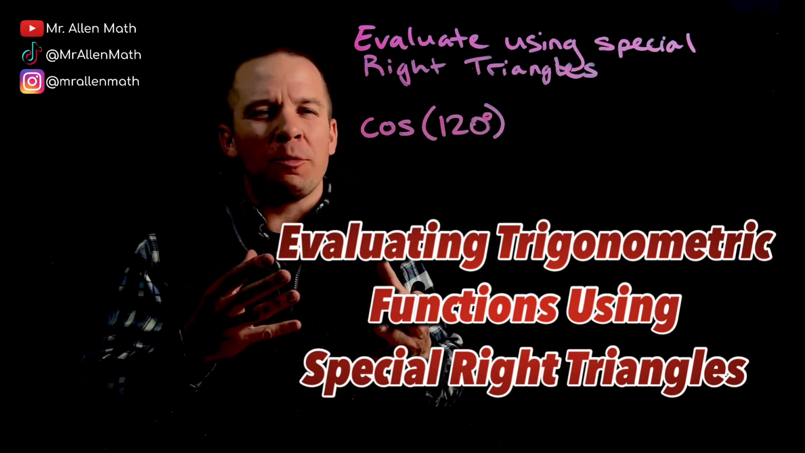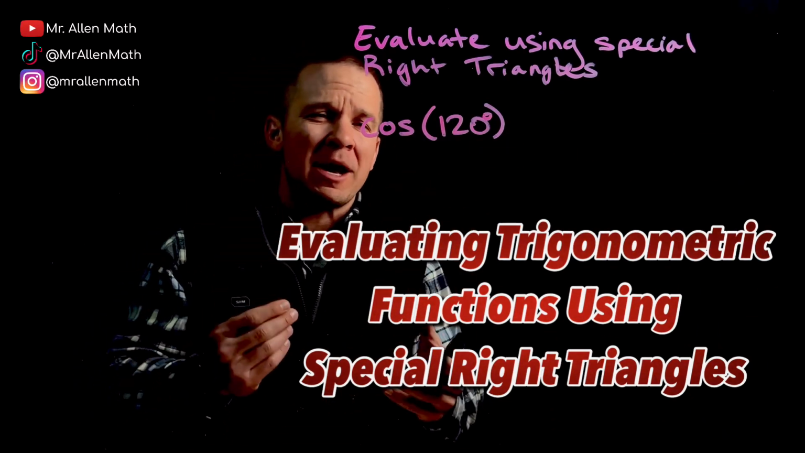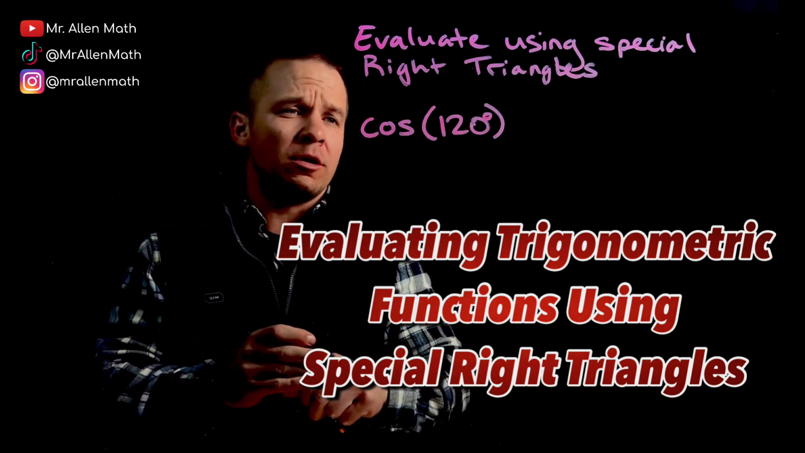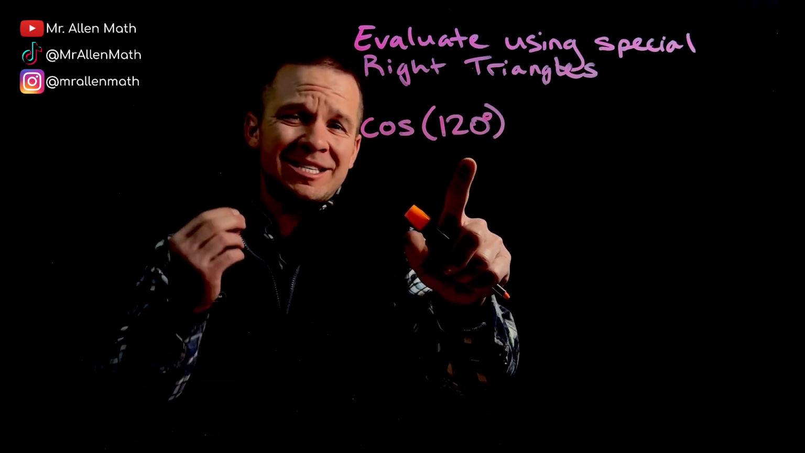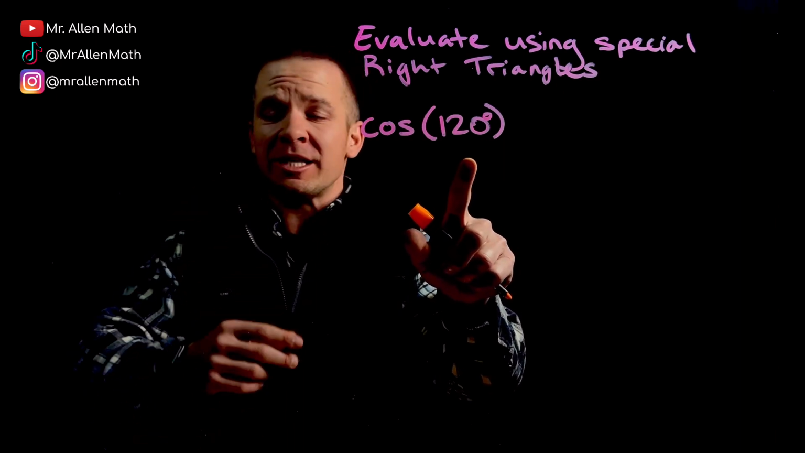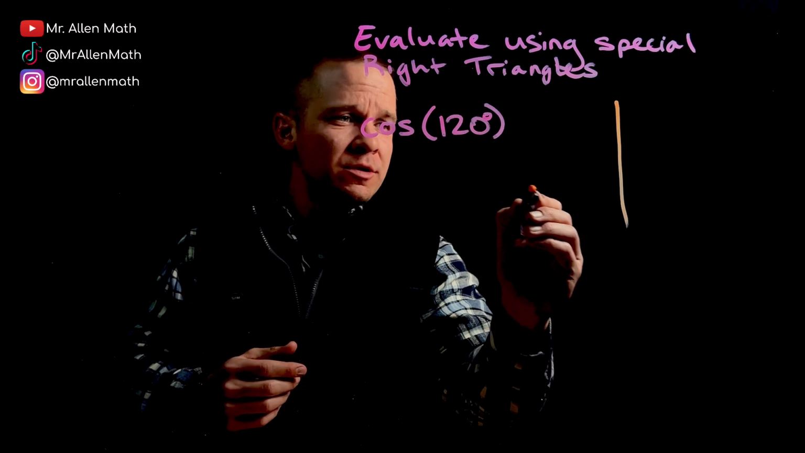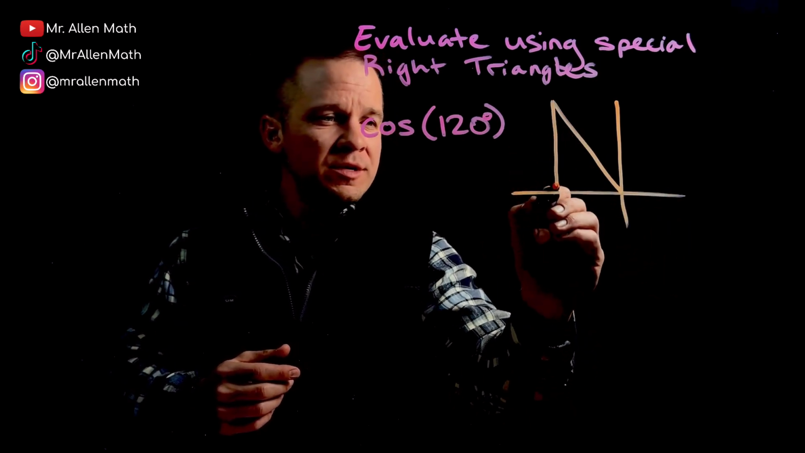We're about to evaluate this trig function here using special right triangles rather than our unit circle. So what we've got to get here first is our reference angle. Well, 120 is going to have a 60-degree reference angle, and it's going to be located in my second quadrant. So some people like to draw that up. We're going to have our 60-degree reference angle.